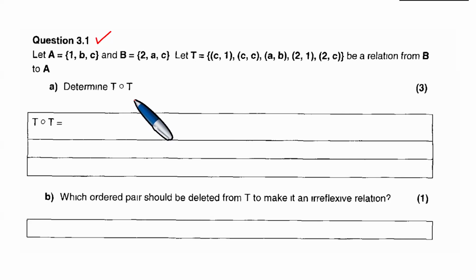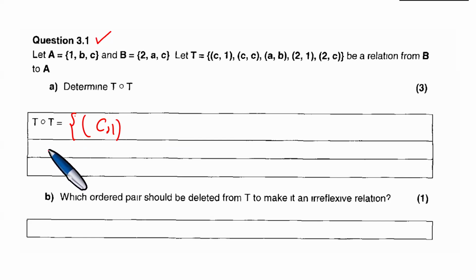Now, let us determine the set composition. So determine, therefore, the set composition will then proceed as follows. Right, so it would therefore be containing elements of the following form. So the set composition of T with T would therefore contain C and 1, given that T is that.